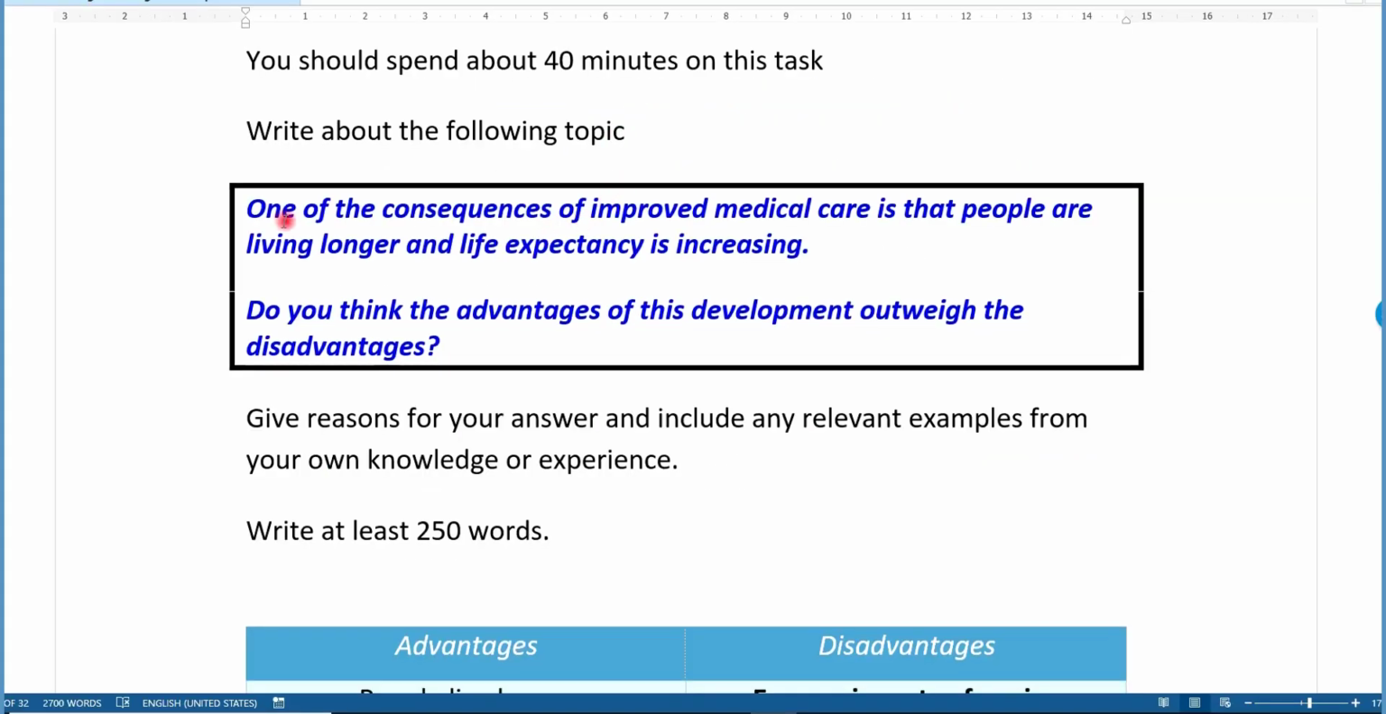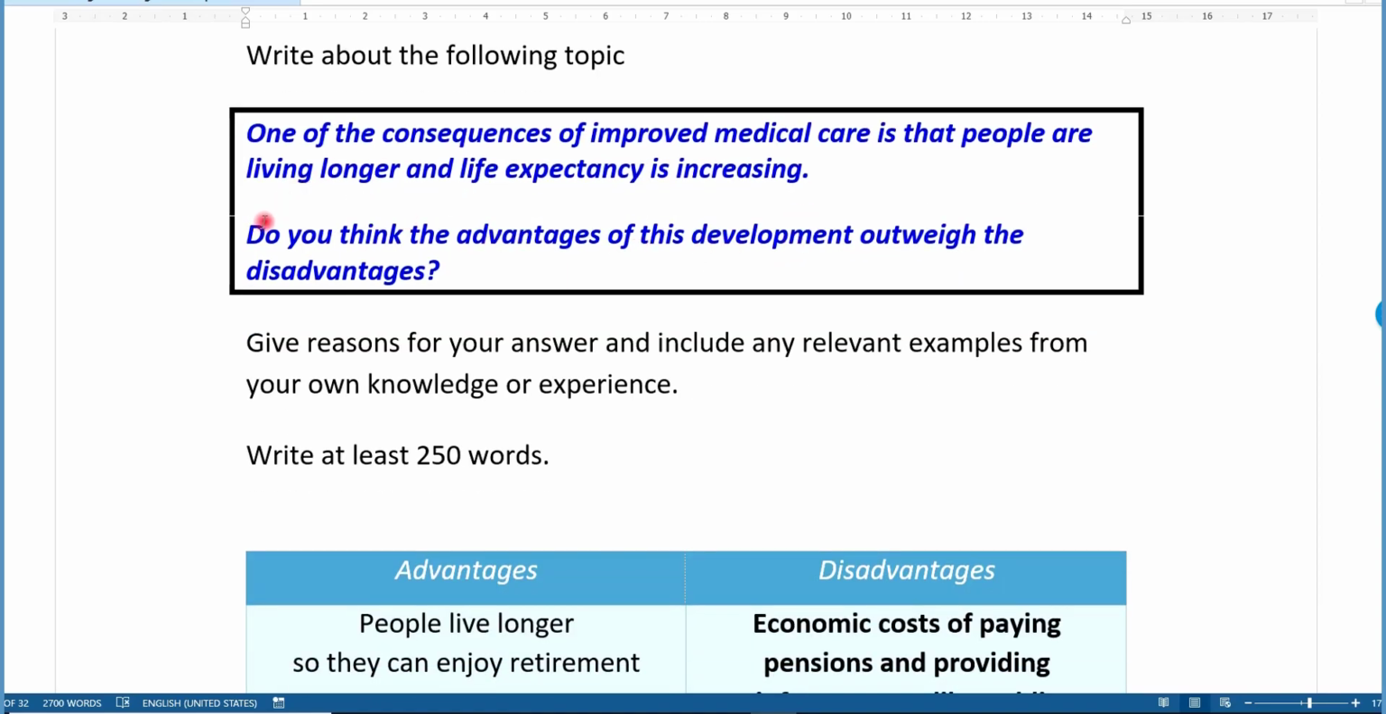Opposite is the case. The consequences of improved medical care is that people are living longer. And life expectancy is increasing. Do you think the advantages outweigh the disadvantages? Well, who do the advantages of this development apply to? To the senior citizens? Well, yeah, to individuals, you and me. Okay. Yeah. Because most people would be quite happy, if given the choice of living for 10 years longer, most people would say yes. So who do the disadvantages apply to? To us only. Well, I don't think so.